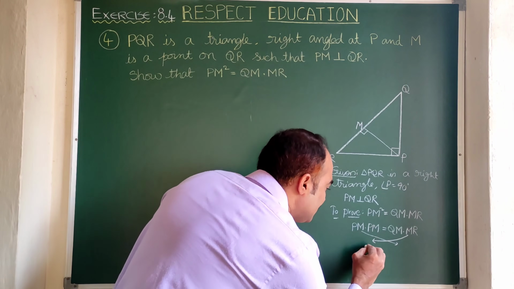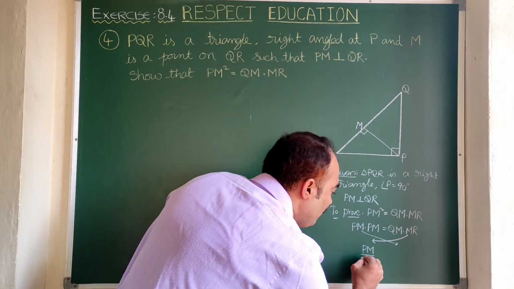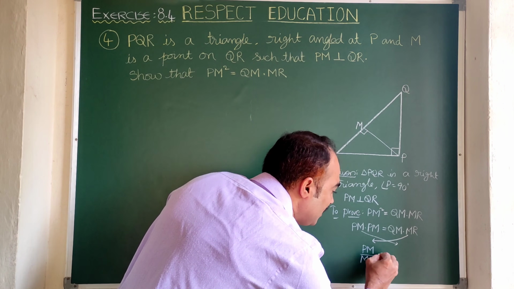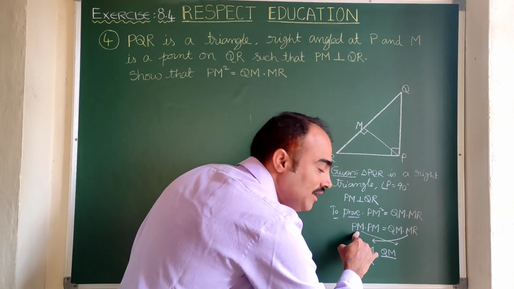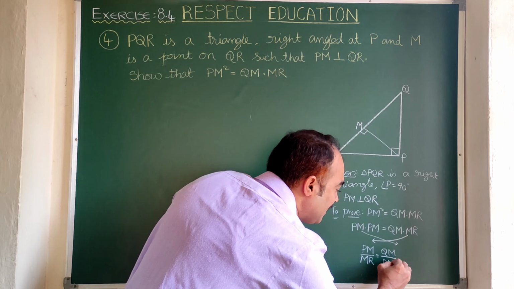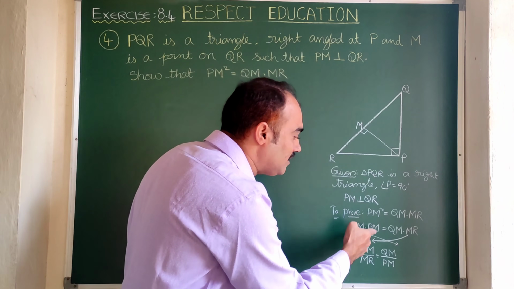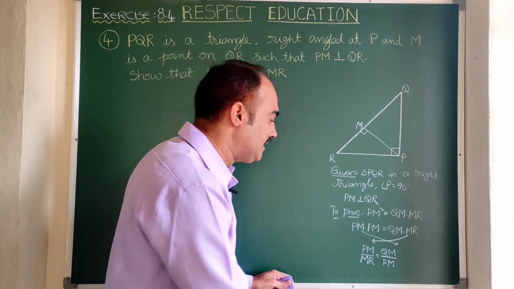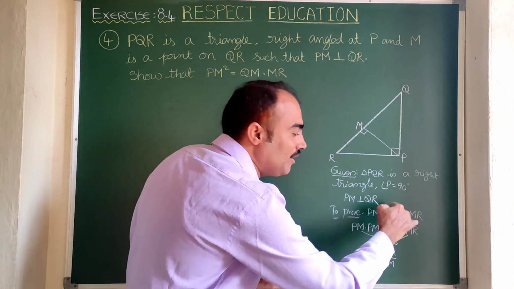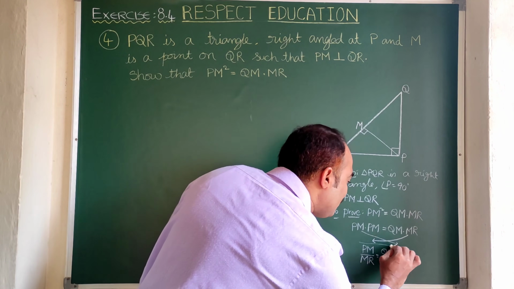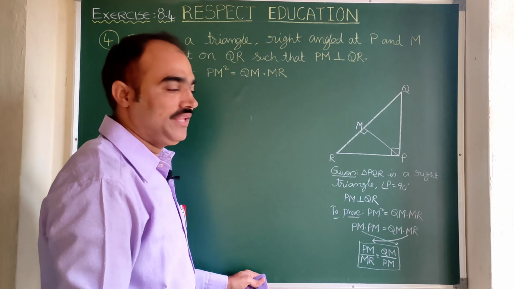That means here what happens, PM by MR is equal to, let us write QM as it is, by this PM when it goes that side, that will become denominator. Observe carefully, this one and this one, all the three are equal. If at all you want, you can check it, cross multiplication. PM into PM, PM square is equal to QM into MR. That means this is our target. If we are able to prove this, then this problem will be completed, right?